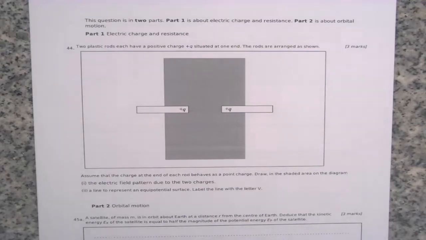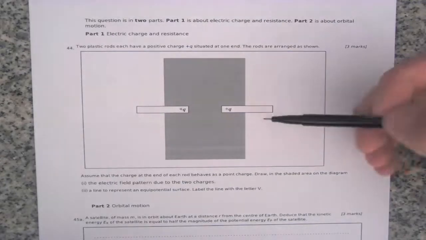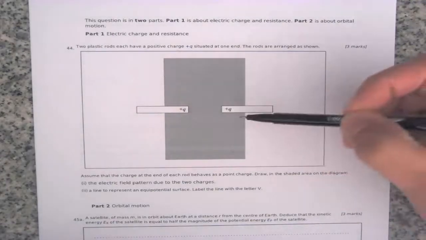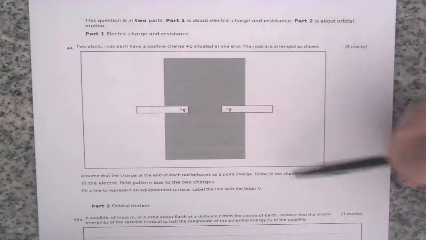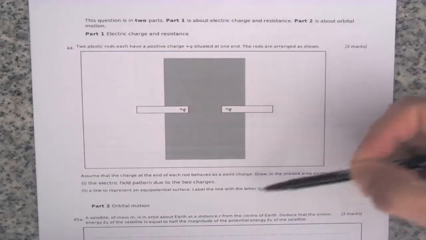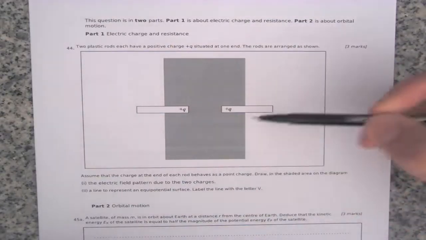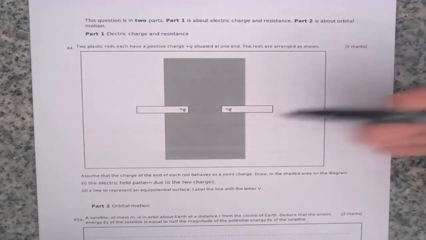The rods are arranged as shown. Assume that the charge at the end of each rod behaves as a point charge. Draw in the shaded area on the diagram, first, the electric field pattern due to the two charges. So now you see that you have two positive charges, let's say that they're just point charges, it says here. So what do we do? We create the electric field of those.